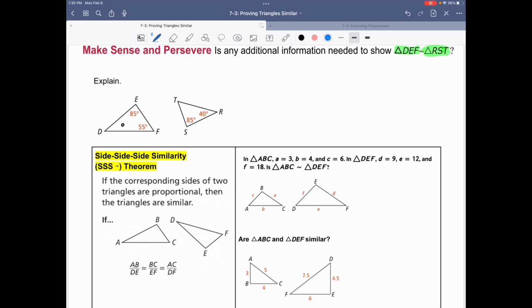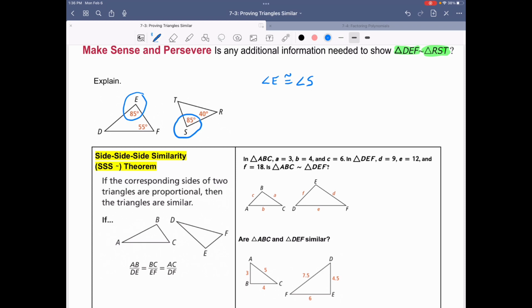So we're going to look at these triangles DEF and RST. We need to know if the angles are congruent. Well, we have angle S congruent to angle E, so we can write that like we saw yesterday: angle E is congruent to angle S. But are the other angles congruent? So I'm going to figure out what angle D is.